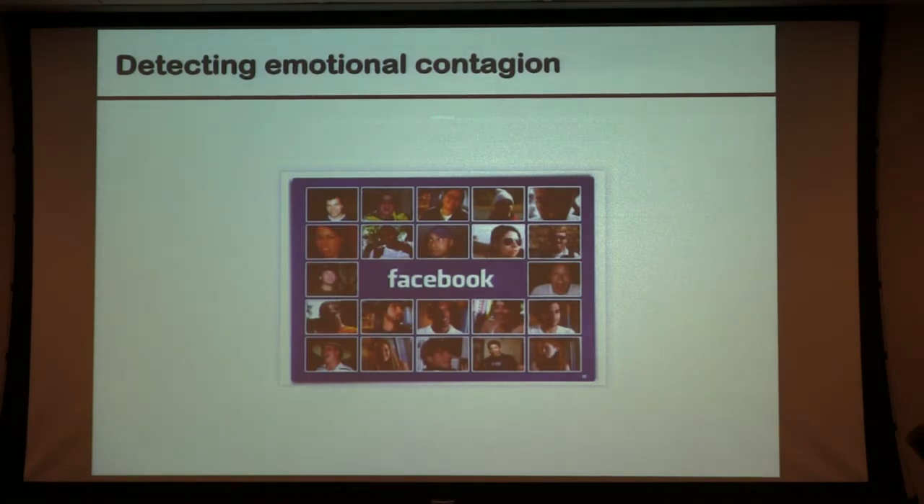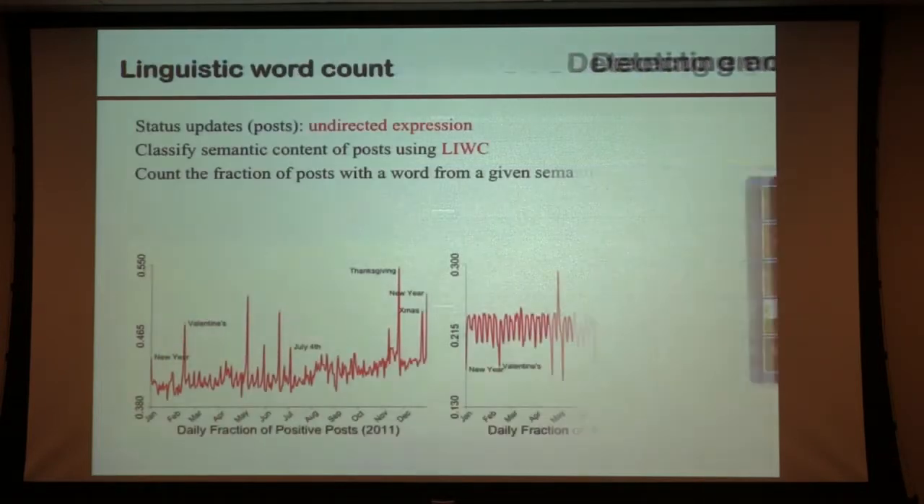So let's go to the second one. That is more of a big data problem. And here it is detecting emotional contagion. So what do we want to do here? We want to see if over the network it's possible to exchange emotions. And how do you quantify emotions?